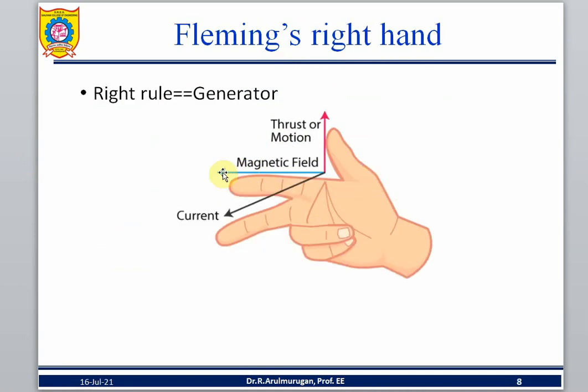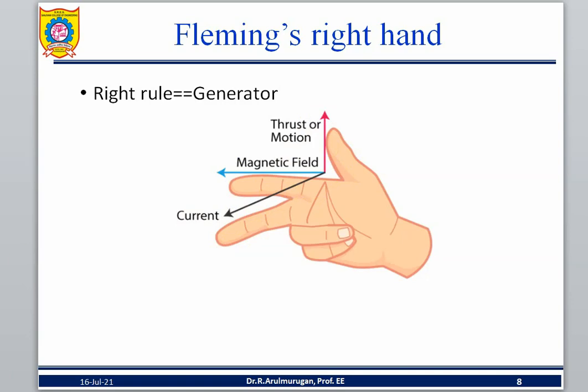If it is a generator, what is the input? Mechanical input, and electrical output is produced. Okay, in a generator the mechanical input comes from the prime mover, and the electrical output is produced. So 1, 2, 3, the way you want to say it. Okay, thumb finger, forefinger, middle finger. That is how you say it.